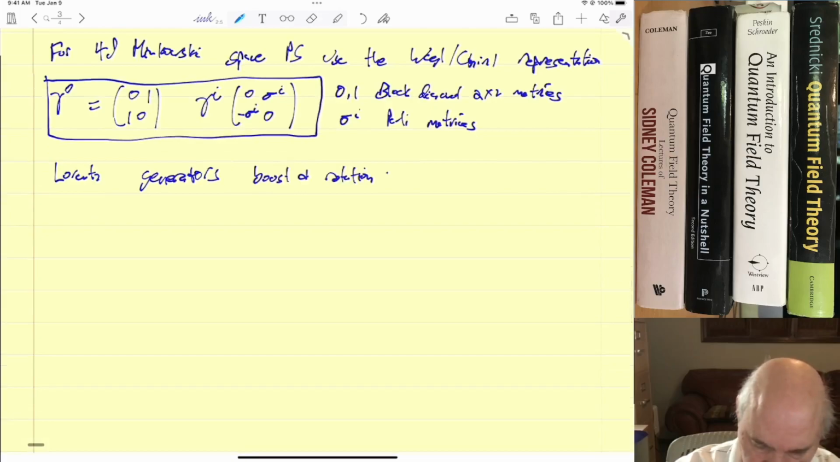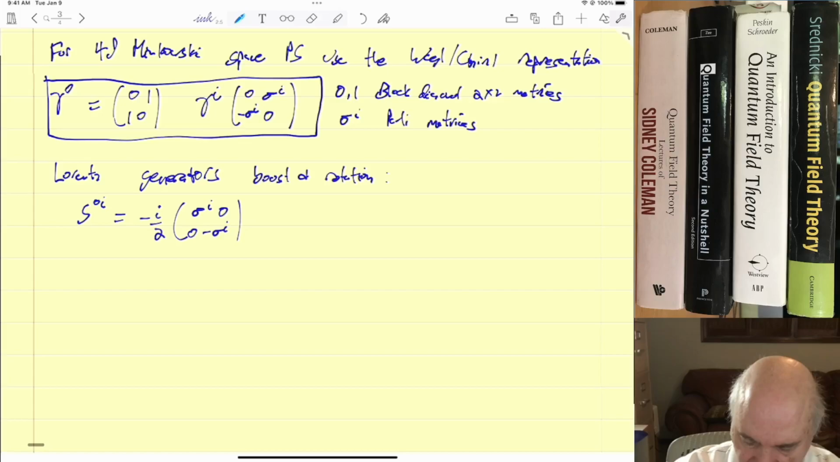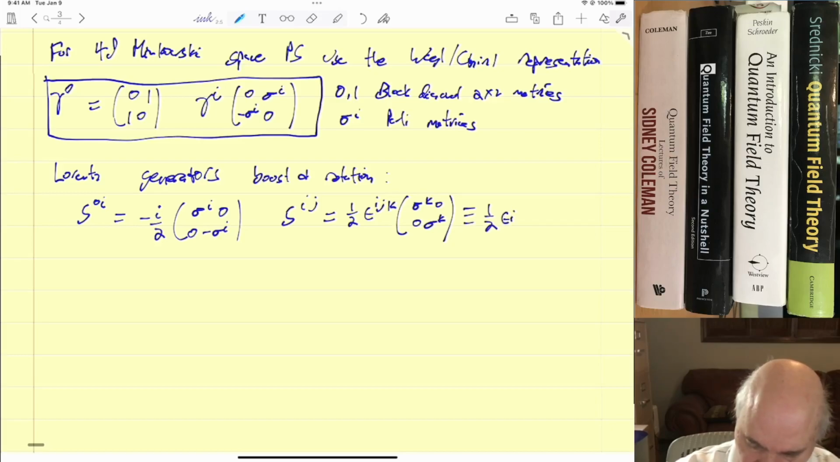They're given by S 0i is equal to minus i over 2, sigma i 0, 0 minus sigma i. You can get this just by calculating from the formula I gave before in terms of commutators. And S ij is equal to 1/2 epsilon ijk sigma k 0, 0 sigma k. So basically it's the same as the Pauli, but it's doubled for the rotation. This is also sometimes defined as 1/2 epsilon ijk sigma k. Okay.